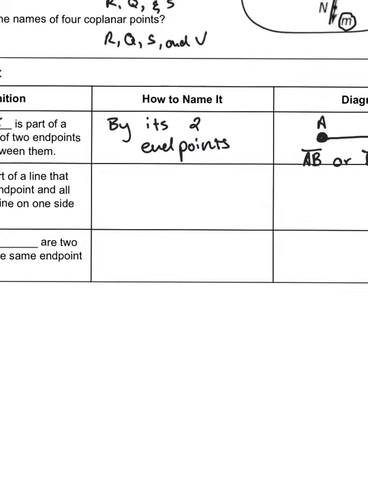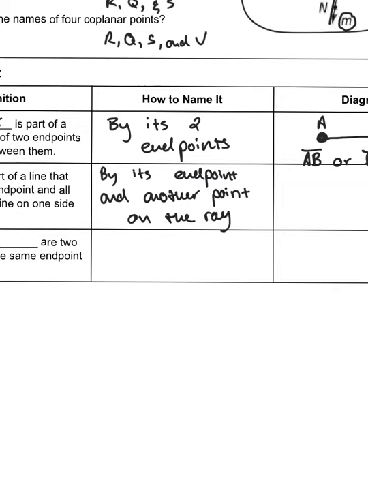Now, a ray is a part of a line that consists of one endpoint and all the points on the line on one side of the endpoint. And we can name a ray by its endpoint and another point on the ray. So for example, here we have a line. Here's my endpoint. Here's another point. Here's my arrow. Now I can name it AB. Now I can't name it BA because B is not the endpoint. We always start with the endpoint. So the ray is AB.